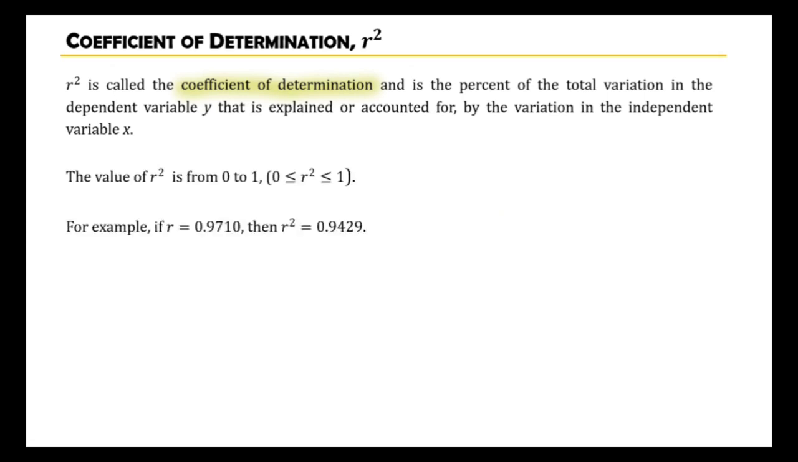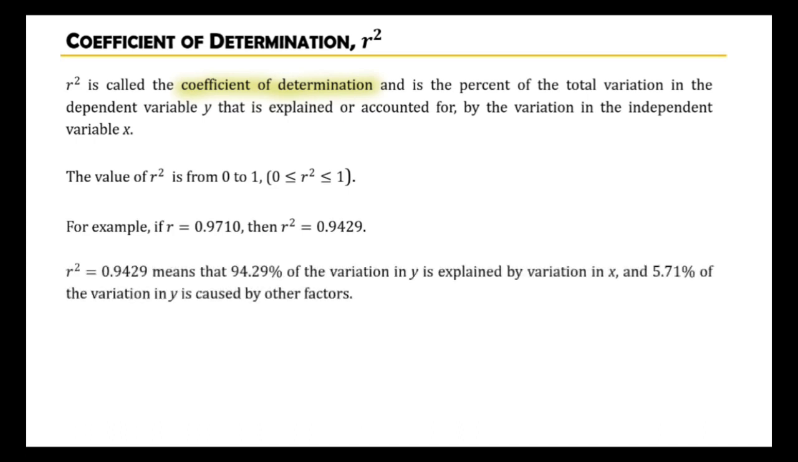For example, if r equals 0.9710, then r squared is 0.9429. Then r squared equal to 0.9429 means that 94.29% of the variation in y is explained by the variation in x, and 5.71% of the variation in y is caused by other factors. It means 94.29% of what happens to y is caused by x.